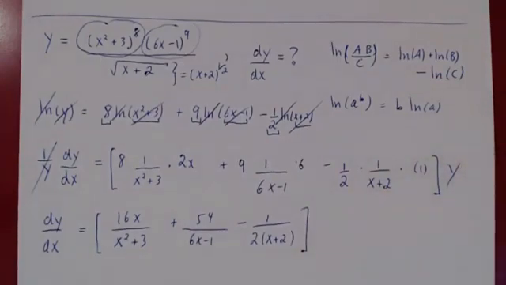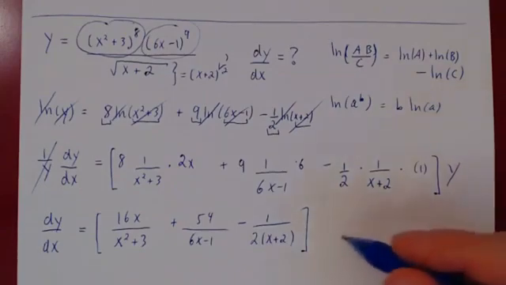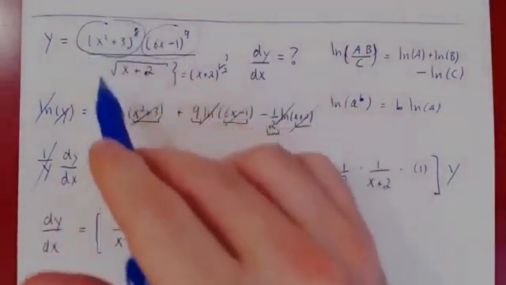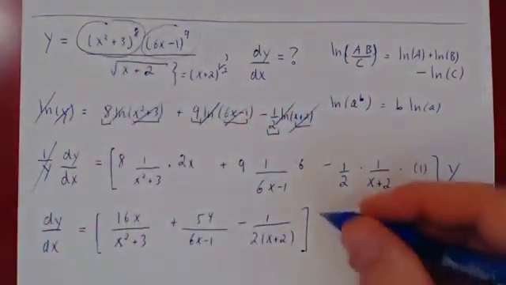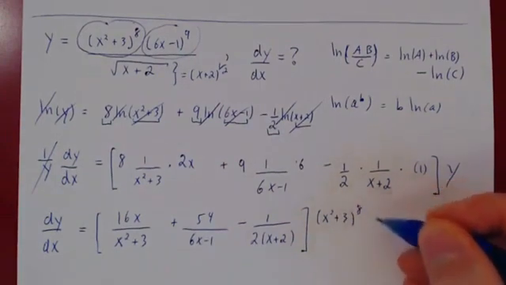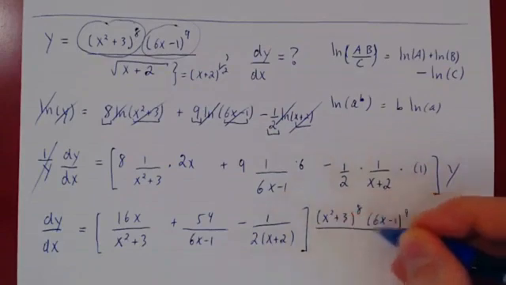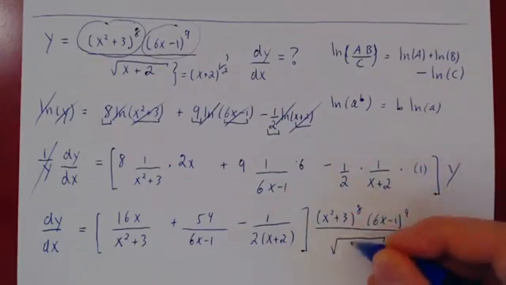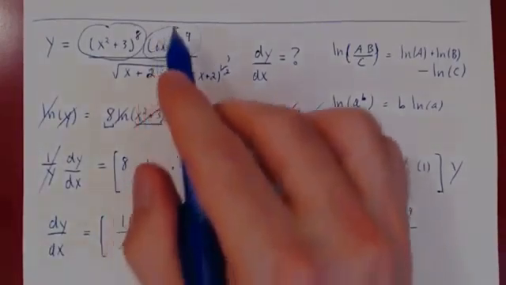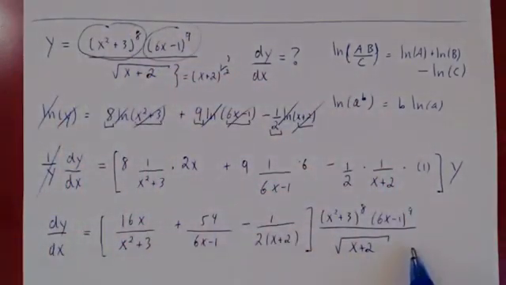And as always, if we can, we want to replace y by a function of x. This is not always possible, but here it is. y was this lovely function of x. So x squared plus 3 to the 8th power times 6x minus 1 to the 9th power all over the square root of x plus 2. And there you have it. The derivative of this function is this function.